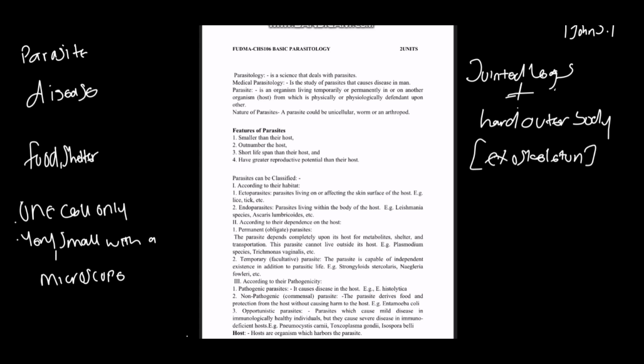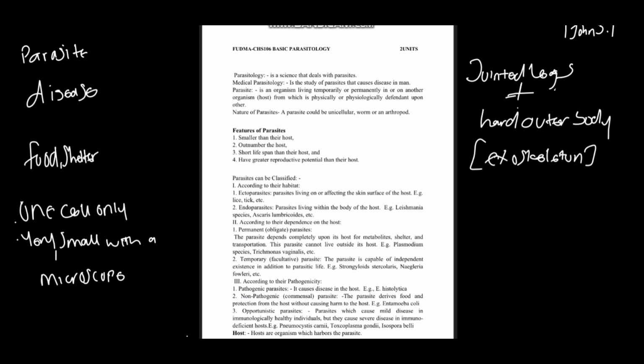Now we move into the features of parasites, and parasites have a lot of features. From our slide, it says that they are smaller than the host. Of course, parasites are usually tiny compared to the host. Also, they outnumber the host. Many parasites can live in one host at the same time; you can find thousands of parasites in a single host. They have greater reproductive ability. They produce many offspring quickly.